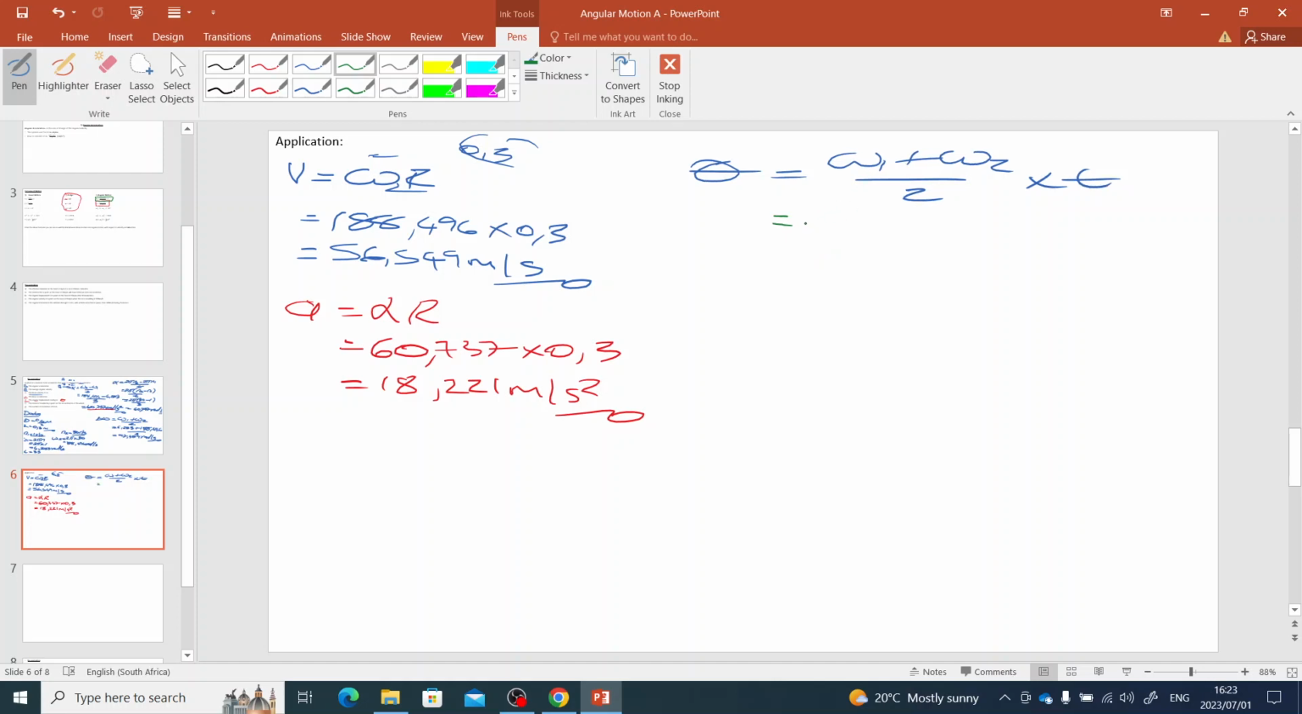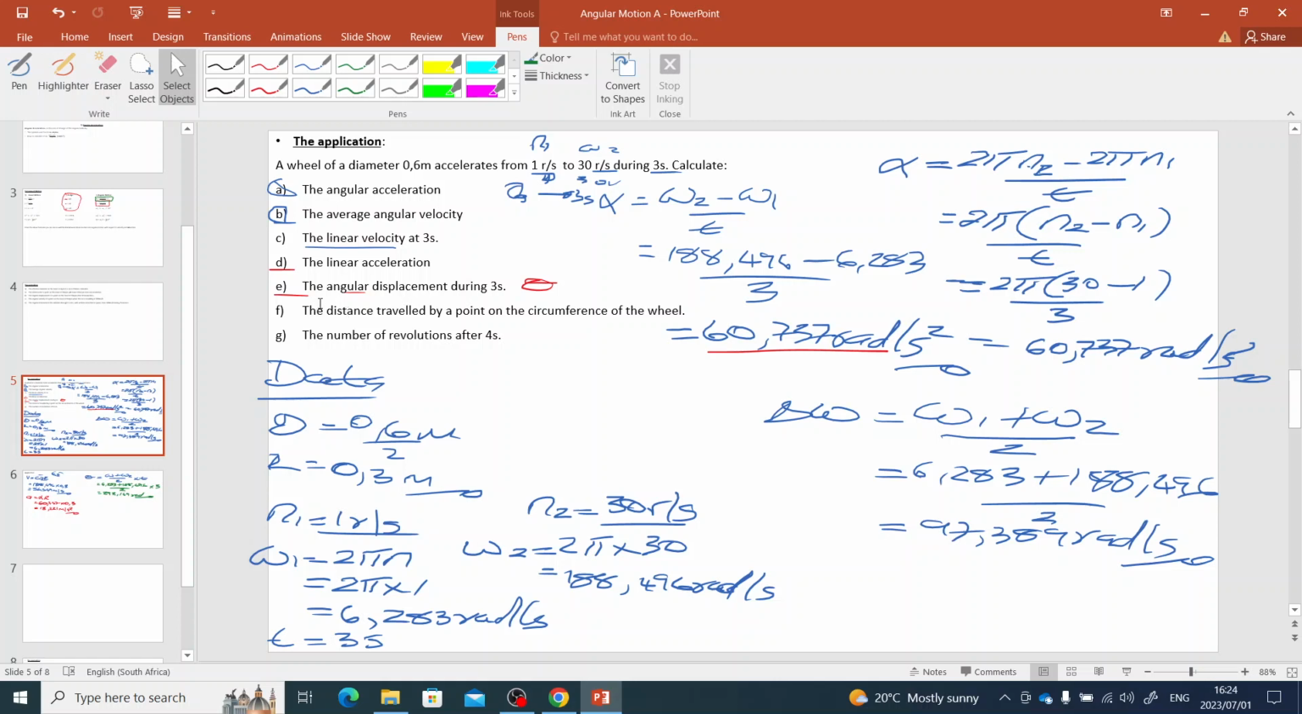Now omega 1, we did calculate our omega 1. It is 6.283 plus 188.496, divided by 2, multiplied by what? By 3, during 3 seconds. Then we get our answer as 292.169 rad. That was the answer for number E. That's how we calculate number E.